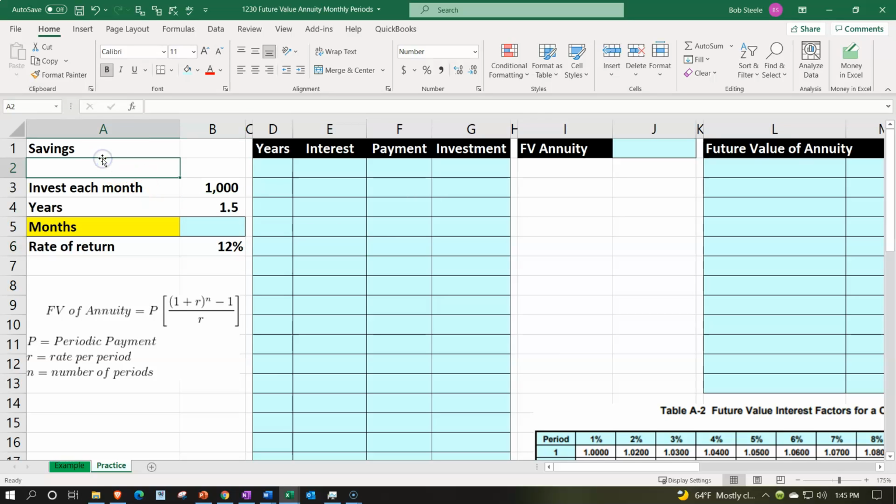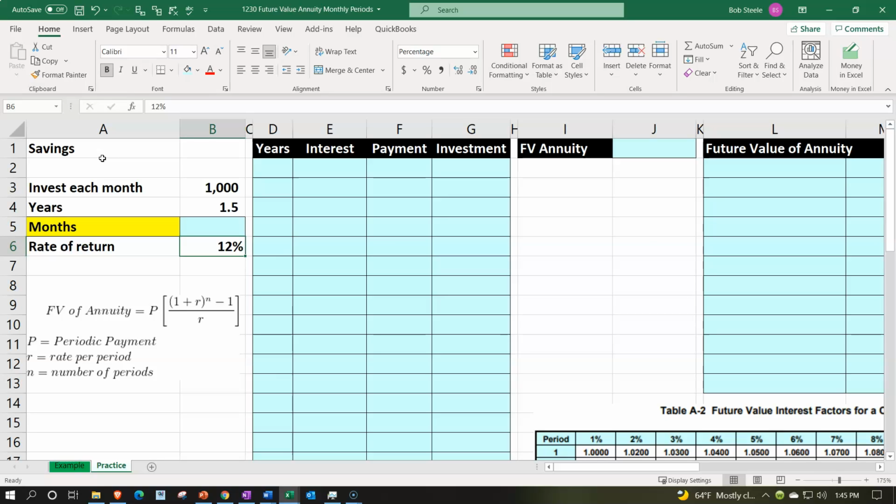We have a savings type of scenario. We're going to imagine we're going to invest each month $1,000, not per year, but per month. We're going to do it for 1.5 years on a monthly basis. The rate of return is going to be 12%. We're assuming that's the yearly rate. So when we think about the monthly component, we'll have to break it down to a monthly rate, which would be the 12% divided by 12, or 1%.